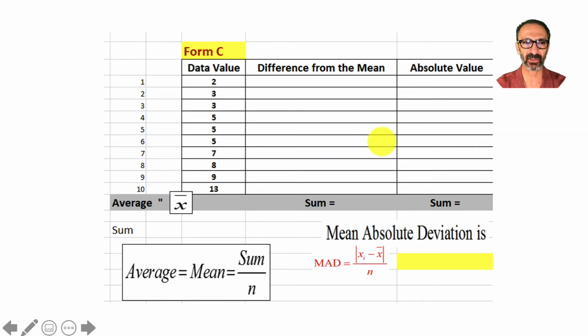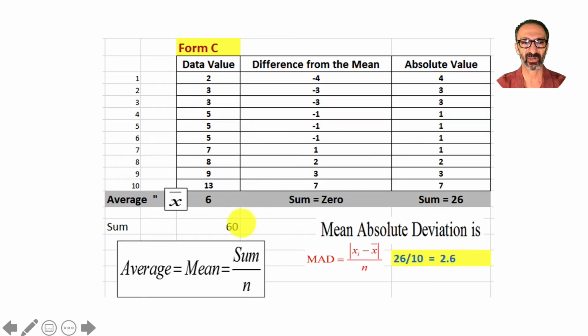Here's Form C, still 10 numbers. This time I'm putting the numbers in order, so you could see the pattern and how it goes. 2, 3, 3, 5, 5, 5, 7, 8, 9, 13. If you do the math and add them up, I have 60 as a sum. And when you finish the math, 60 divided by 10 is 6 for the average. 2 minus 6 is negative 4. It's all done for you guys. The distances add up to 26. I have 10 numbers. 26 divided by 10 is 2.6. Here's another example.